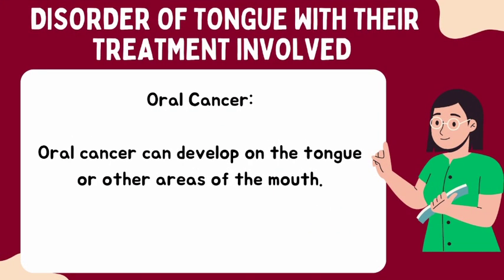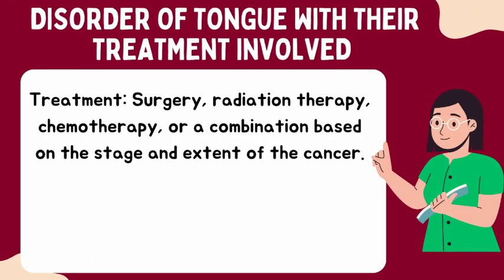Sixth, oral cancer. Oral cancer can develop on the tongue or other areas of the mouth. Treatment. Treatment involves surgery, radiation therapy, chemotherapy, or a combination based on the stage and extent of the cancer.